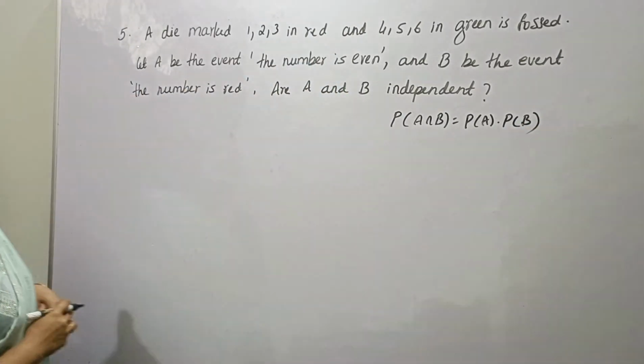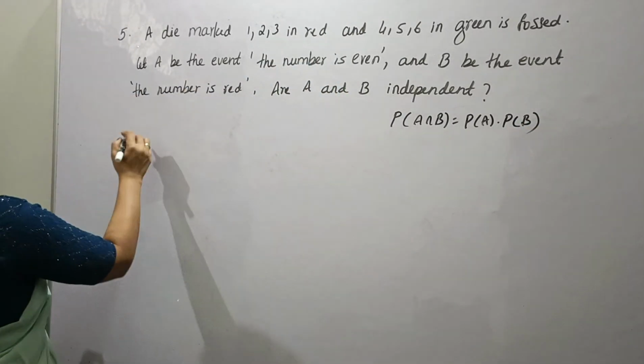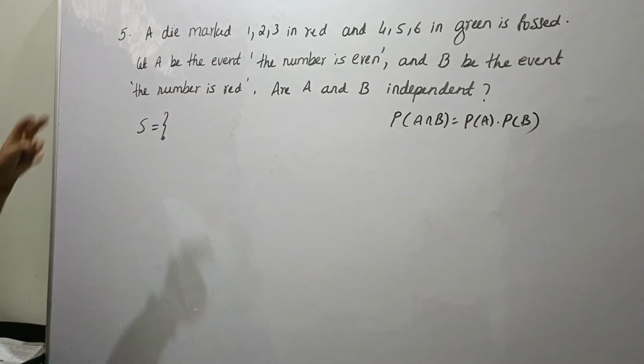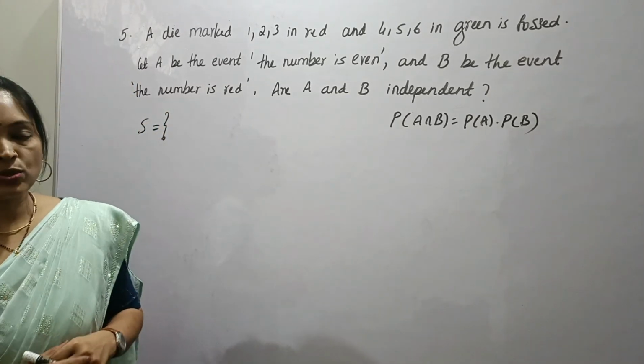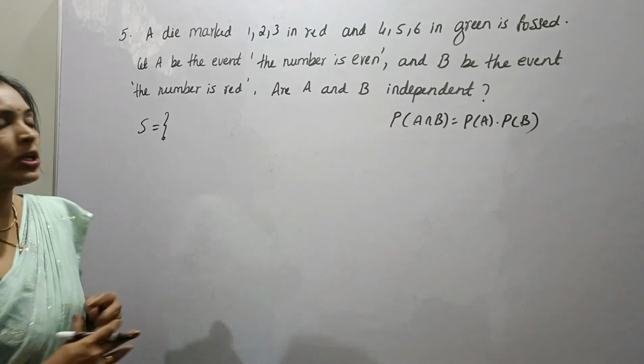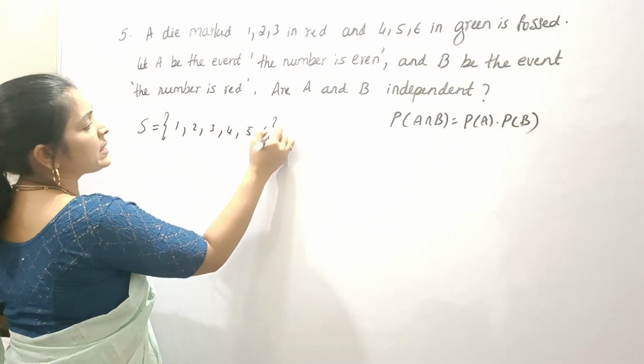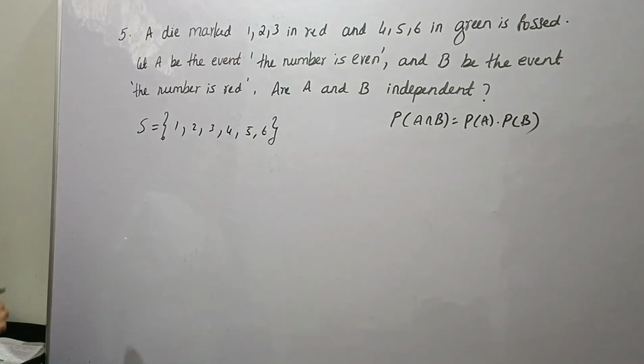Now, so here first of all let's write the sample space. What are the possible outcomes of this experiment? See here a die is tossed. Right? So what are the possible outcomes? 1, 2, 3, 4, 5, 6. Right? And here let's write the possible outcomes of A and B.